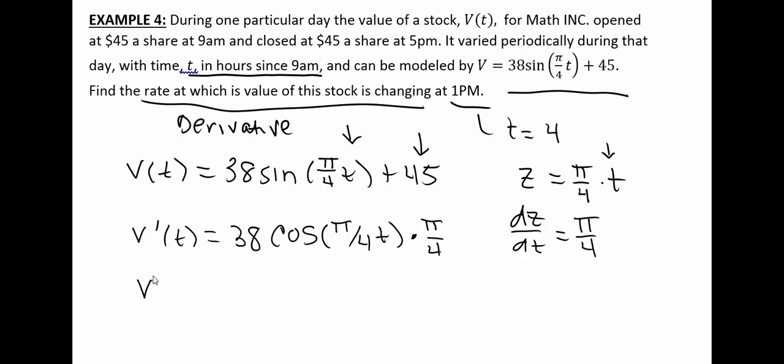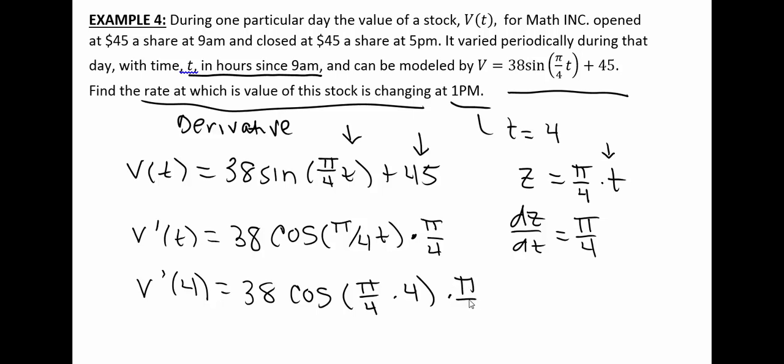Remember, I'm looking for my first derivative at 4. So I'm going to plug in a 4 for t. So I have cosine pi over 4 times 4, all times pi over 4. When I crunch that number in my calculator, I'm going to get negative 29.85. So let's remember what the units are here. V is the value of the stock in dollars. That's my dependent units, so that's going to be what's on top, so dollars. And then my time units are going to be my independent variable, and that's in hours.